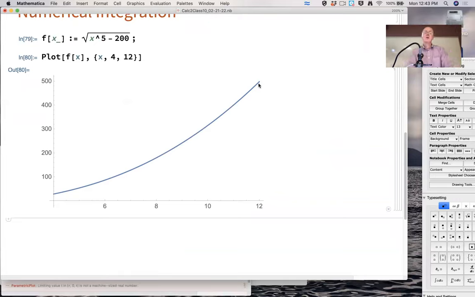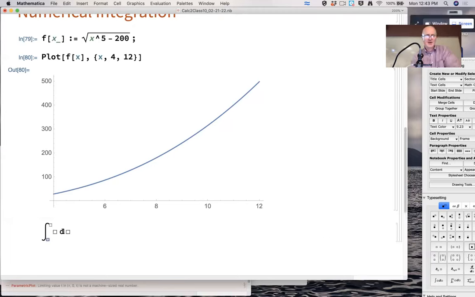In the ballpark though, the base would be 12 minus 4, which is 8, and the height would be 500. Let's see, 1/2 times 8 times 500 would be about 2,000. The area under this curve is going to be less than 2,000, but maybe not too far. In fact, if you remember, you should have gotten about 1666.88. Did you get that? That was the best approximation to 2 decimal places. Can Mathematica confirm that that's the answer?